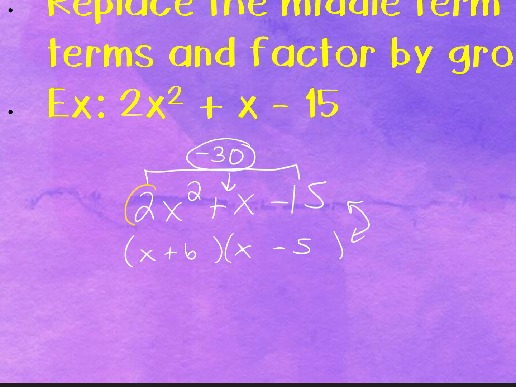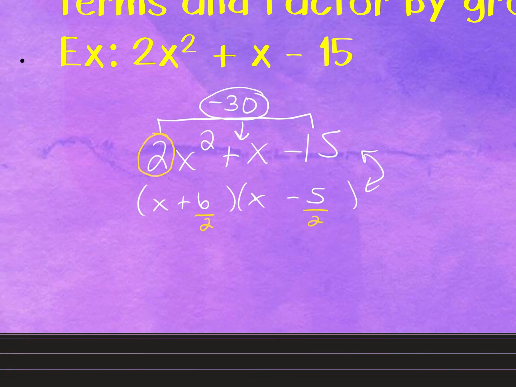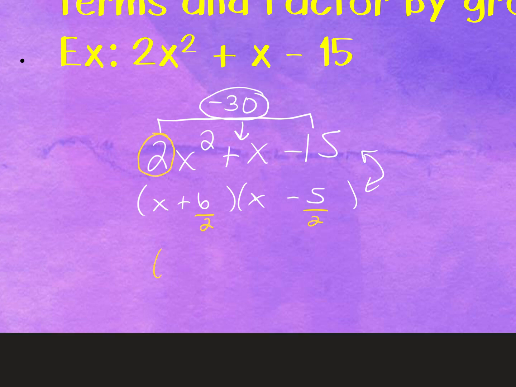This is my A term, correct? My A term is not 1. So what you can do is you can take your A term and put it underneath both of the factors you found. What is 6 divided by 2? So this becomes x plus 3. Does 5 divide by 2 nice and pretty? No, so then this becomes the coefficient of the binomial, 2x minus 5. Now these two things are the same.